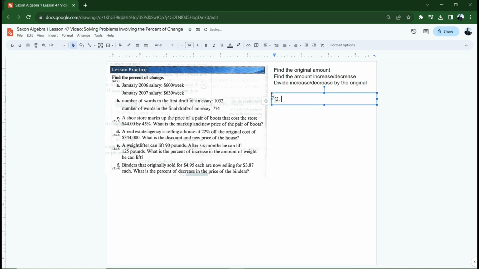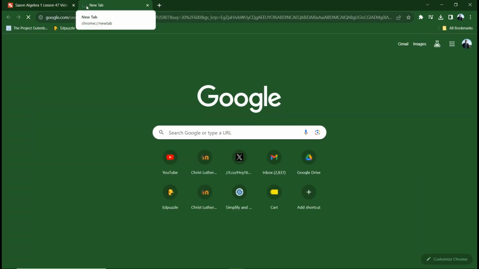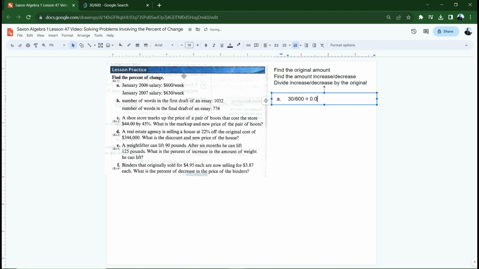In letter A, it says that in January 2006, we had a salary of $600 per week. Then in January of 2007, a salary of $630 a week. So what's the original amount? 600. The amount of increase is 30. That's an increase of 30, a positive number, so it's going to be a percent increase. The way I'm going to find it is the change divided by the original, 30 over 600. Let me punch it into a calculator really quick. 30 over 600 is 0.05. I need to change that to a percent, 5%. The percent change is 5%.